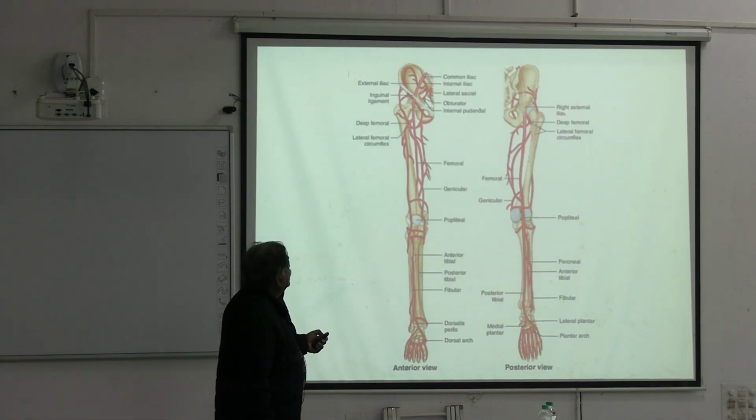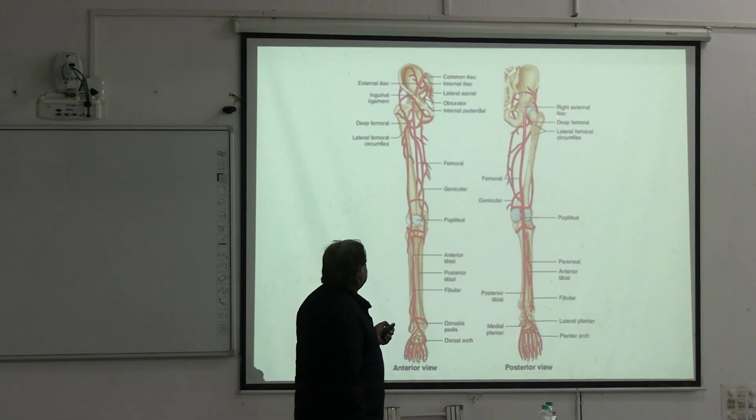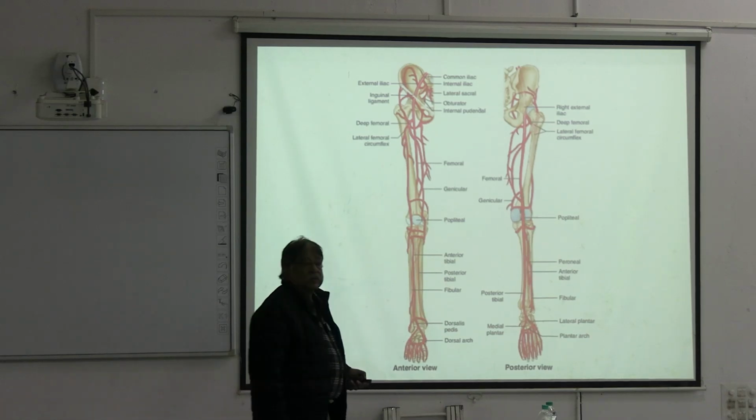Now see the right external iliac. This is the deep femoral, lateral femoral circumflex, and see this femoral artery here. This is genicular, supplying the joint, and this is the popliteal, and you see the peroneal here, the anterior tibial, posterior tibial. Now here lateral plantar, medial plantar, plantar arch, supplying the small bones of the foot.